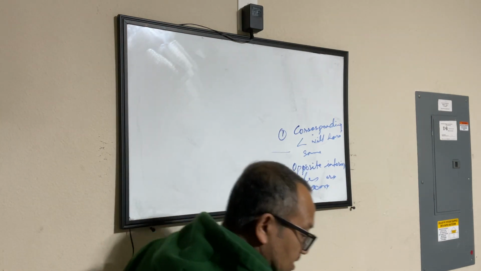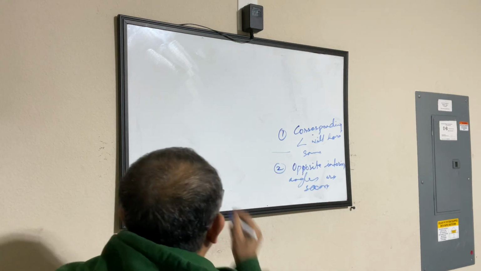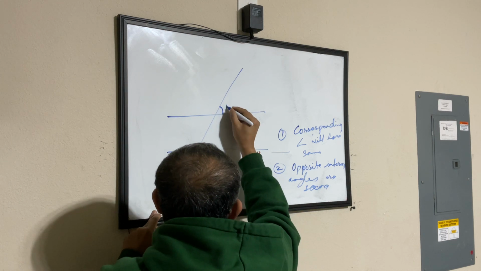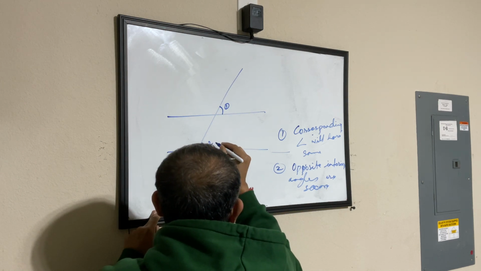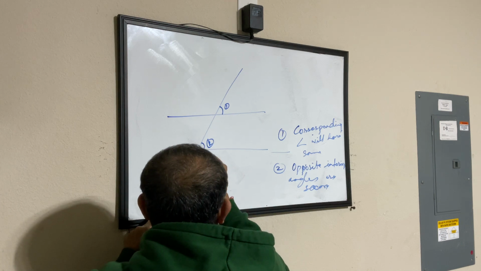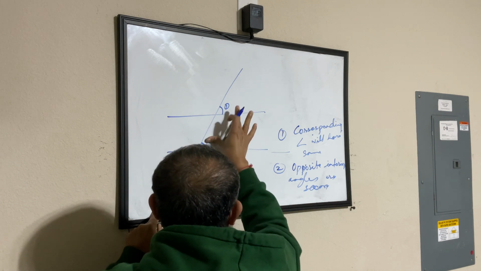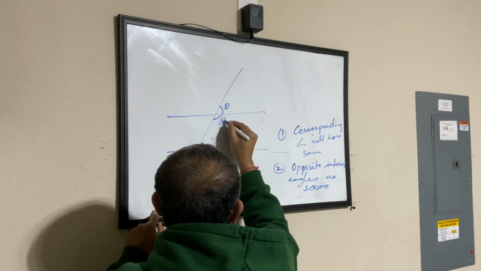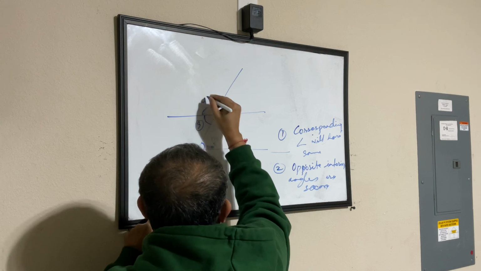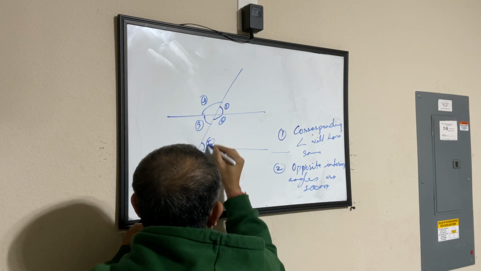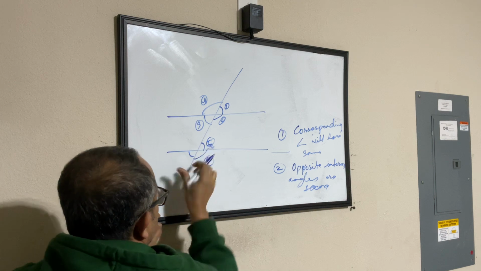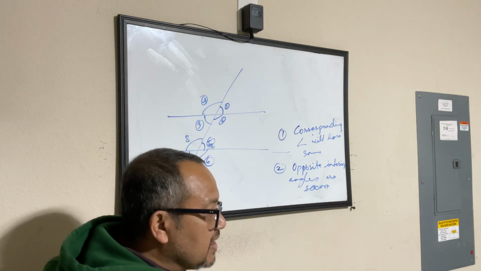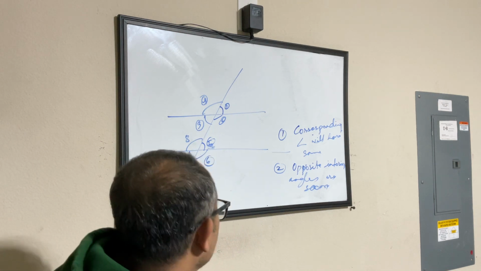First of all, somebody has to tell me, let's say this is my parallel line and this is my intersecting line. Let's say this is 1, this is 2, this is 3, and this is 4. This is 5, this is 6, this is 7, and this is angle 8. Now tell me which are the pair of angles which are called exterior opposite angles.